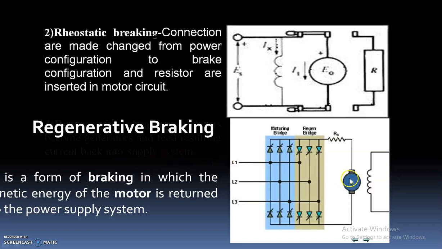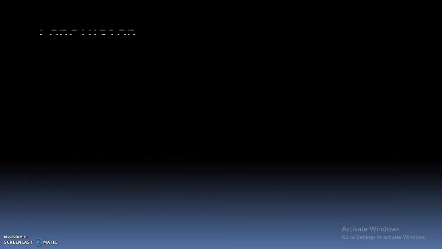This involves whenever there is excess power in the motor of the system, that is fed back to the supply through converters. So this is the most efficient and energy saving braking system employed in traction.